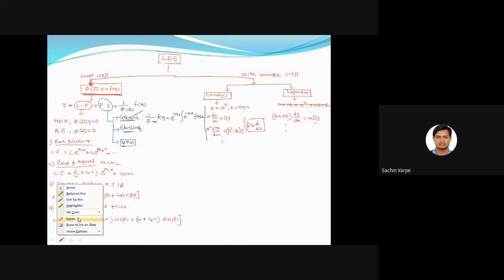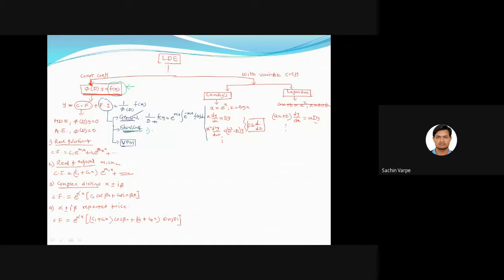Then we have discussed the shortcut. What does the shortcut method say? In shortcut method, we have discussed 6 to 7 different shortcut formulas. The shortcut method is completely based on this right hand side function. Based on what kind of function this is, accordingly we select the method. So if the right hand side function is one of these 6 to 7 types, then we can apply the shortcut. Otherwise, we go for the general.